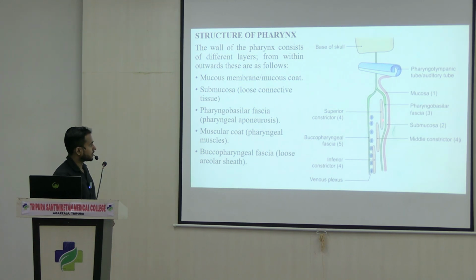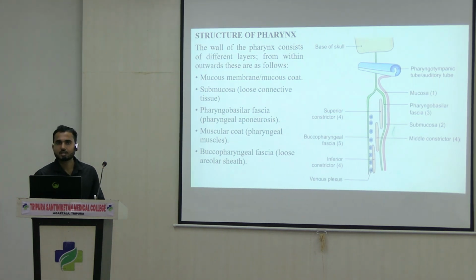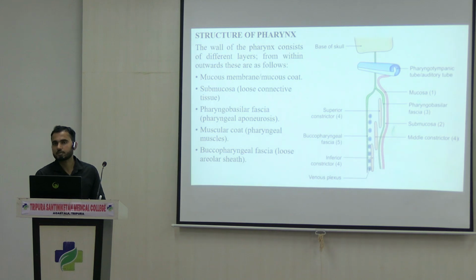Deep to that, you can see the pharyngobasilar fascia. So this is the pharyngobasilar fascia. After that, you are getting the muscle layer. Two different groups of muscles are there, present in the interior layer and the exterior layer.